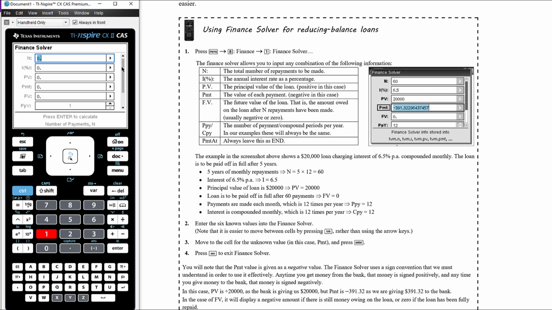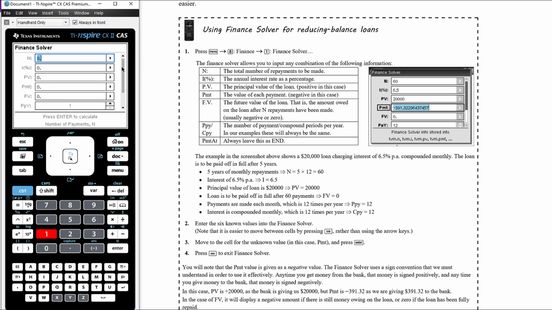And when you bring that up, you'll get this table, which you can also see screenshotted in the notes. And there are a number of quantities here that need to be filled. Okay, so the first one, N, is the total number of repayments to be made. So if it's monthly repayments for 3 years, that would be 36 repayments, so you need to actually work out how many repayments.